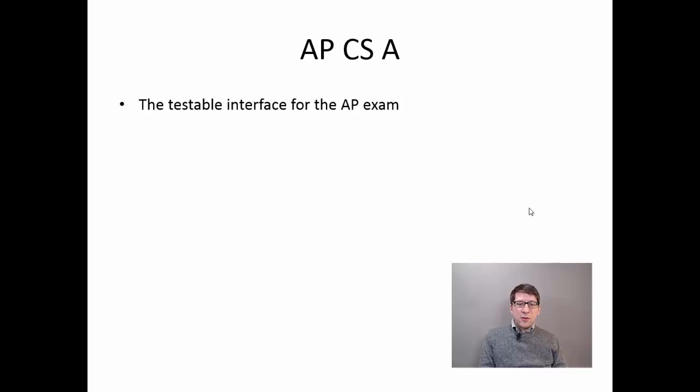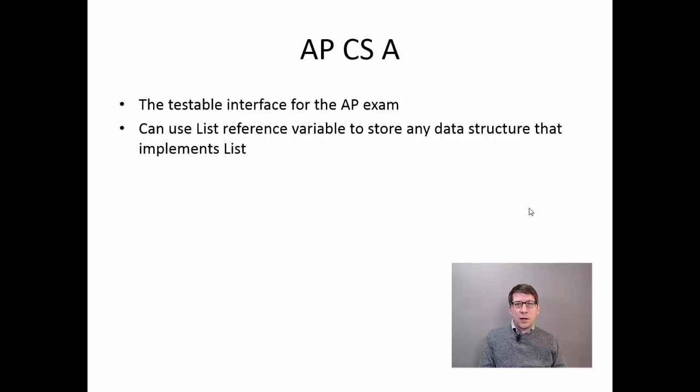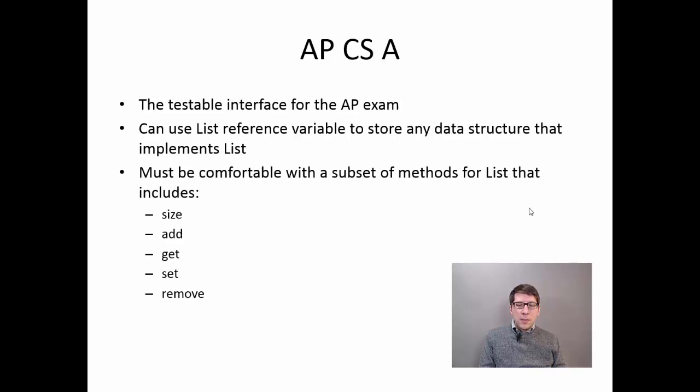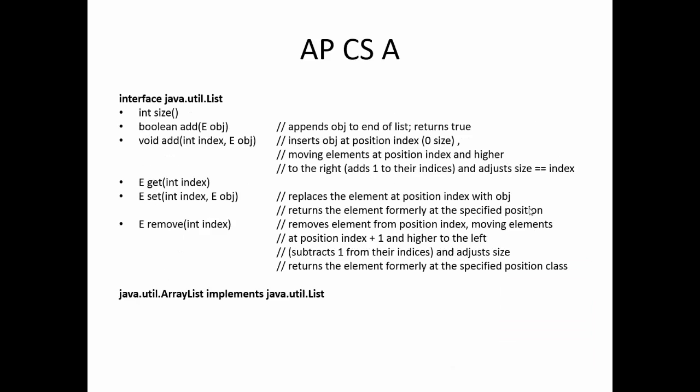As I mentioned earlier, this is the testable interface for the AP exam. Now what that means is you should know the functions that appear in the API for it, and you should know a little bit about how it's used, like that it can store things that implement the list interface. The methods that you are responsible for include the 5 that show up on your screen now. So size, add, get, set, and remove. And so they're pretty straightforward. There are 2 versions of add, but other than that, I think they're pretty easy to understand.